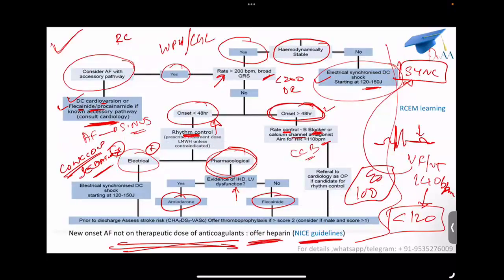If he is a new onset, he is not known to have AF, and this is the first time you're diagnosing AF, then you will offer the heparin. This holds good in general for everyone. Okay, for everyone in general, what happens?